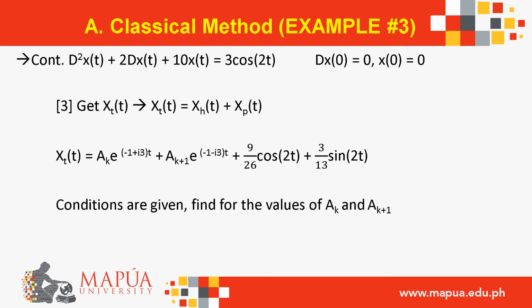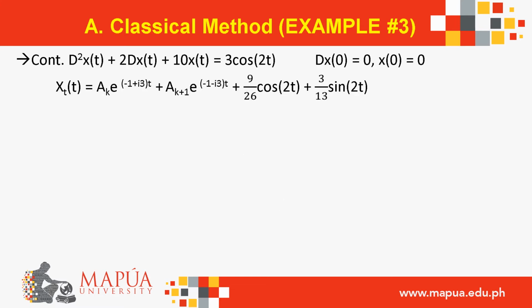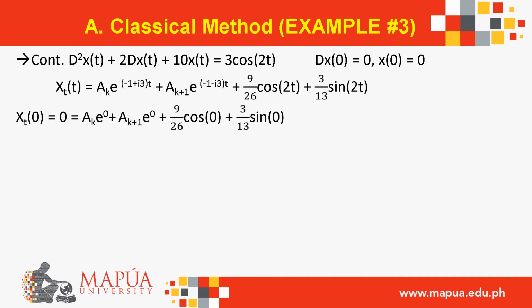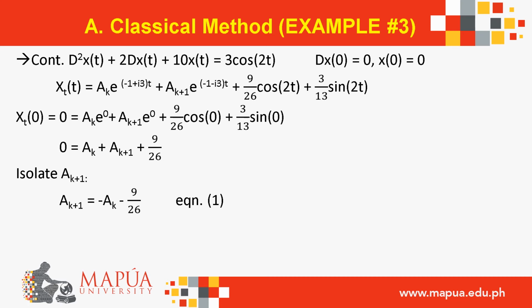With the conditions given, we will find the value of a sub k and a sub k plus 1. In solving for the value of the constants a sub k and a sub k plus 1, we will use the initial conditions given in the problem. First, where x of 0 is equal to 0, we will substitute 0 for all the values of t in the equation, resulting in a final equation a sub k plus a sub k plus 1 plus 9 over 26 equal to 0. Isolating a sub k plus 1, it will be equal to negative a sub k minus 9 over 26.